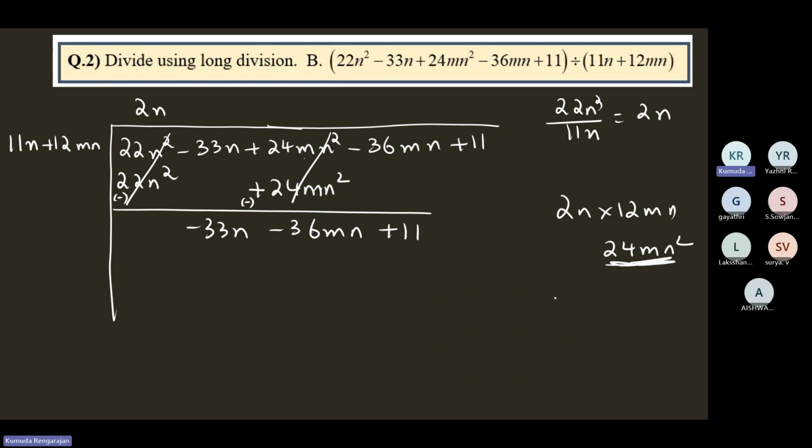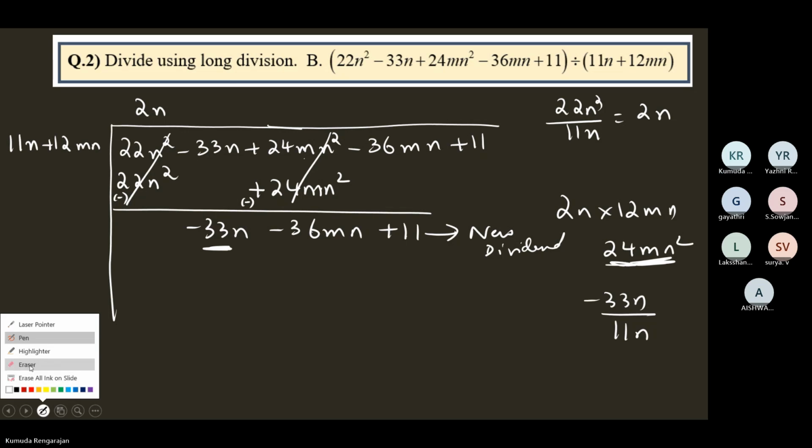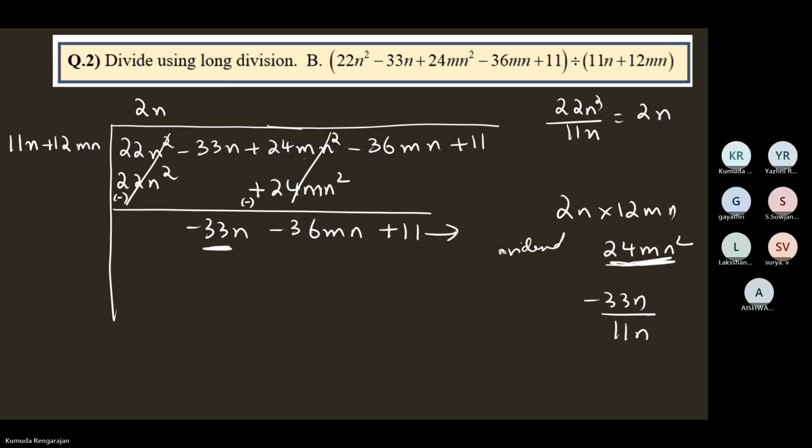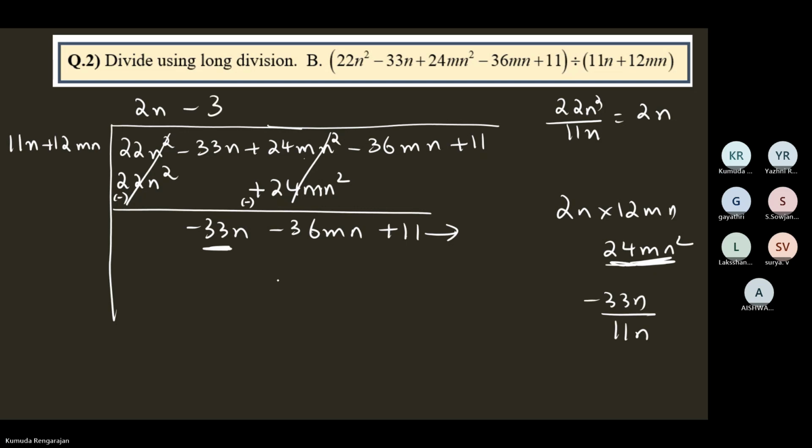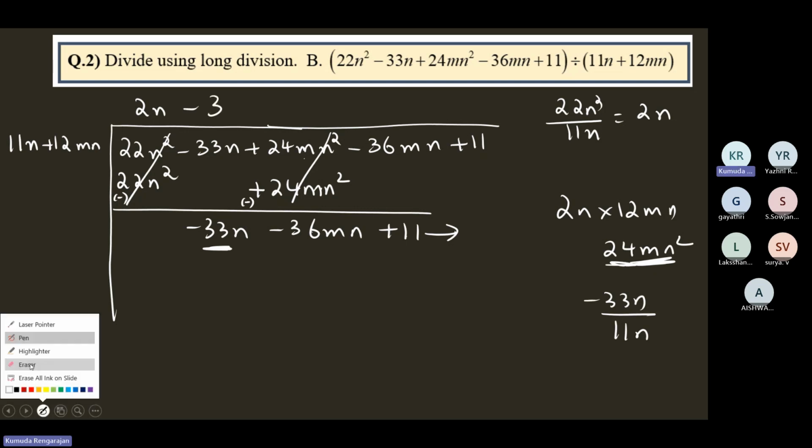Now again, divide. This is the new dividend. This is the first term of the new dividend. So divide that by the first term of the divisor. And what do we get? Minus 3. Now find the product.